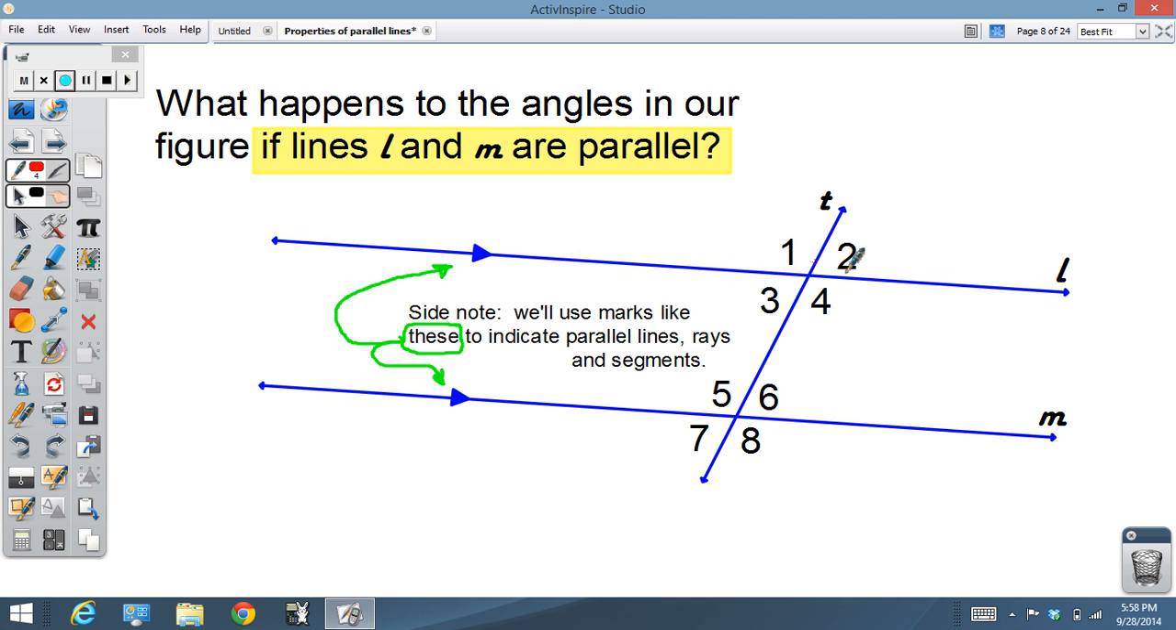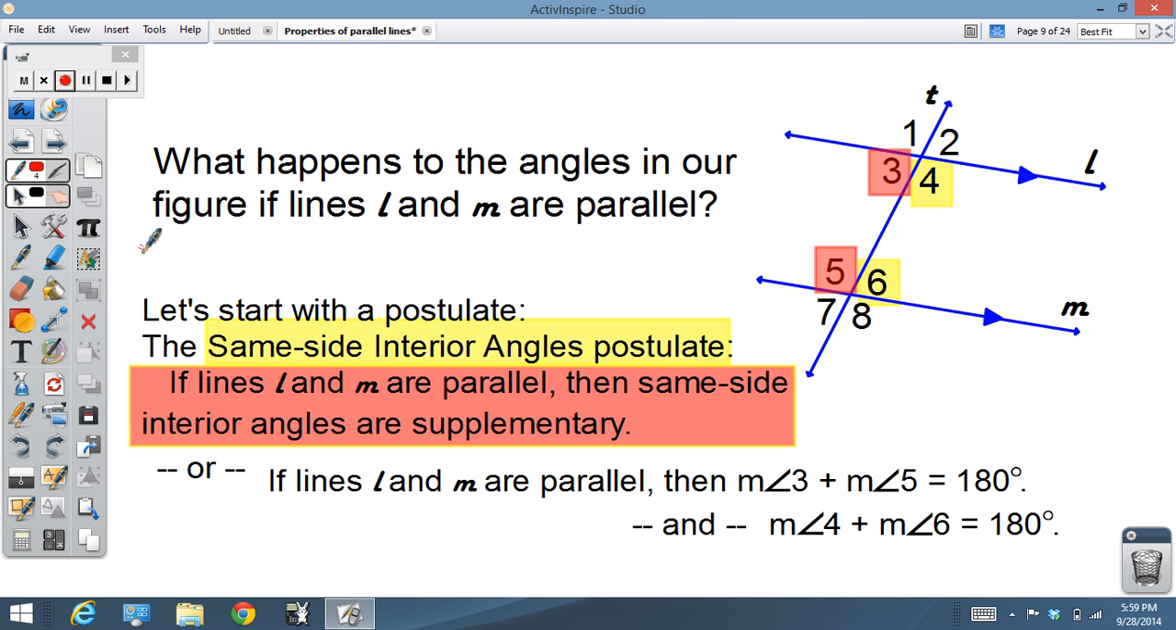Now, if L and M are parallel, we have certain relationships that are going to crop up between those four different types of angles, four different angle pairs and sets of pairs, all right, that will only be true if L and M are parallel. So let's start with a postulate, okay? Now, if L and M are parallel, this is going to be a postulate, which means it's an accepted statement of fact, okay? Same side interior angles, like 3 and 5 and 4 and 6, they have to be supplementary.